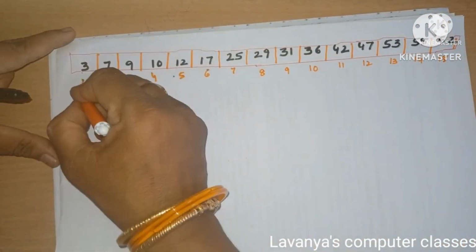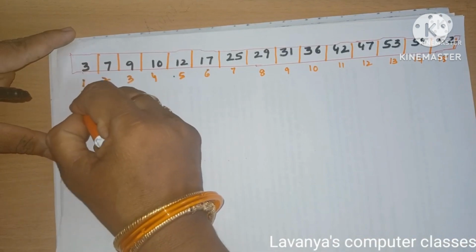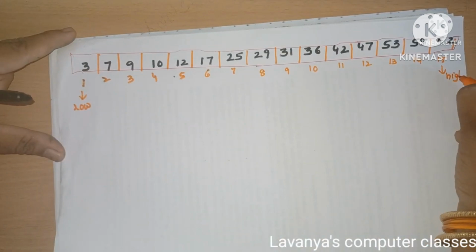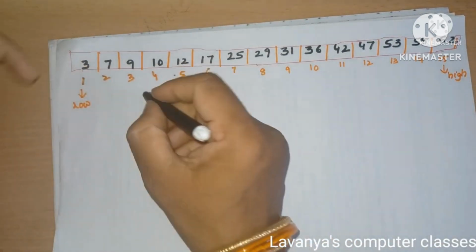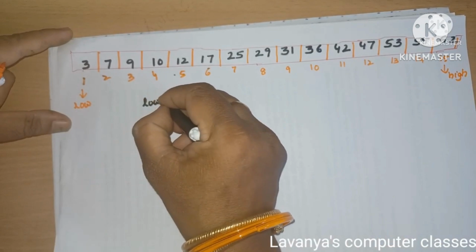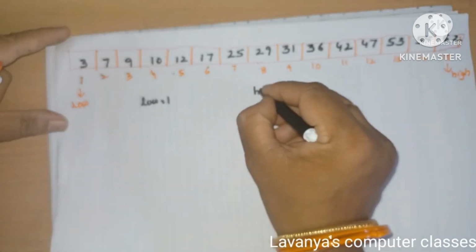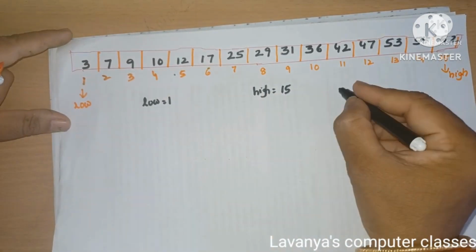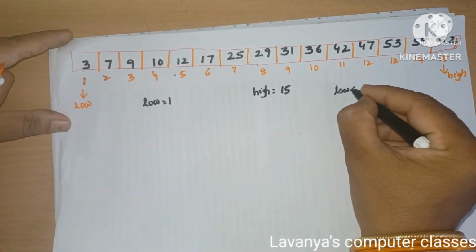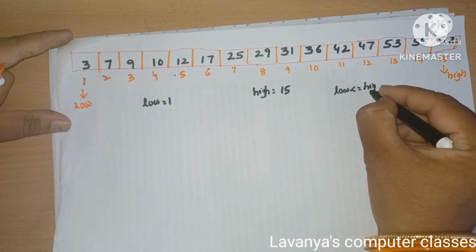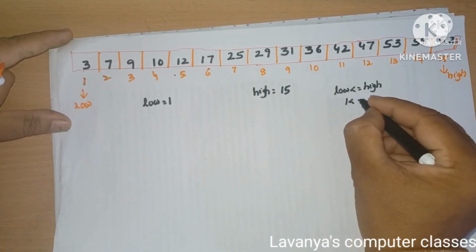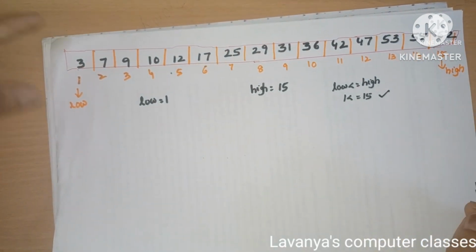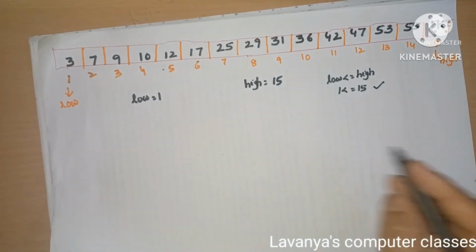In this, the first element is known as low, and the last element is called high. So what is the position here? Low equal to 1, high equal to, what is our high value? 15. So here we have to check the condition low less than or equal to high. 1 less than or equal to 15. Yes, the condition is true.